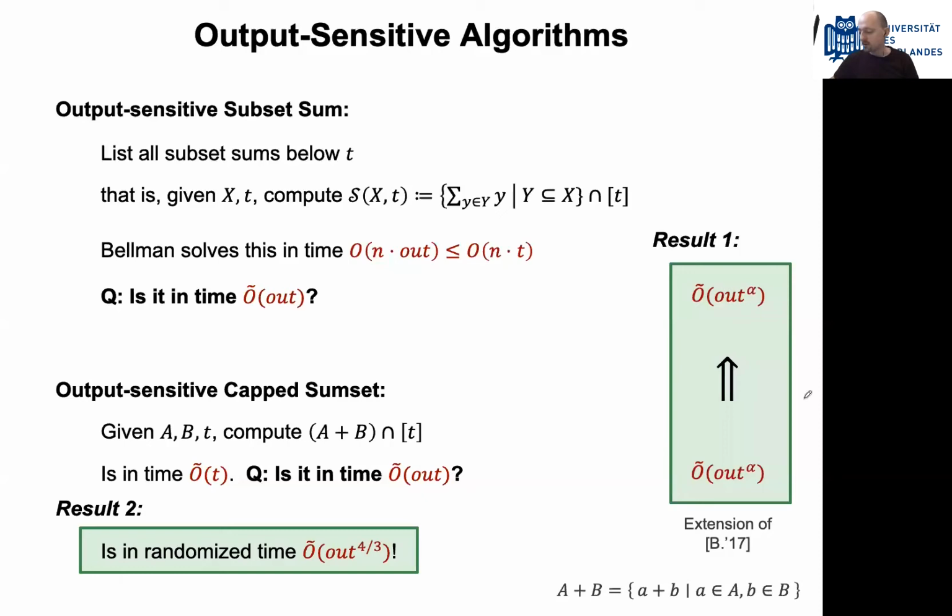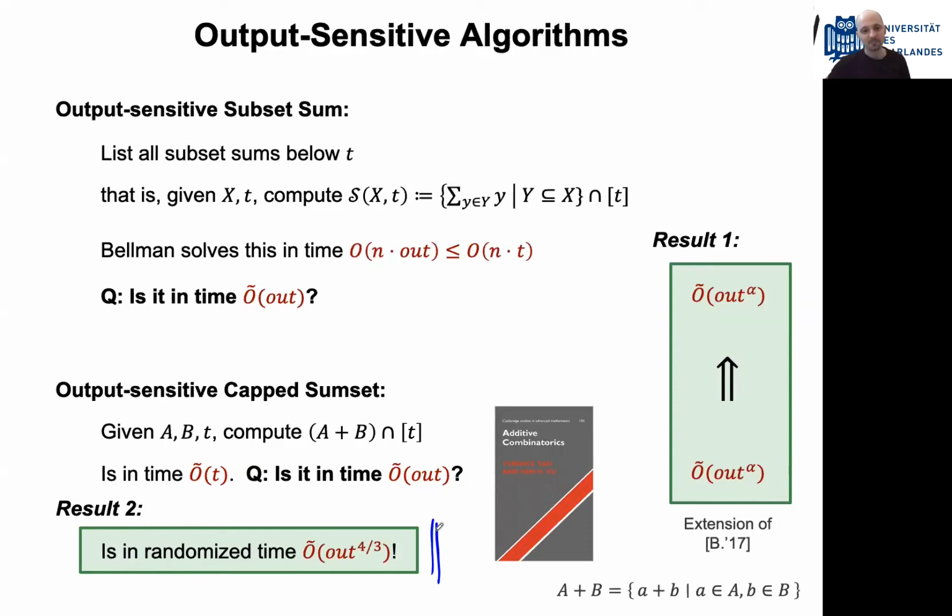Now this reduction, the first result, it's an adaptation of the algorithm that I presented before. So this near linear in t time algorithm for subset sum. If you add some analysis of how the output size changes in recursive splitting, then you can get this kind of reduction. And I will not talk about the reduction today. What we'll focus on is this algorithm for capped sumset. Because this is also more interesting from the technical point of view, because additive combinatorics comes into play.